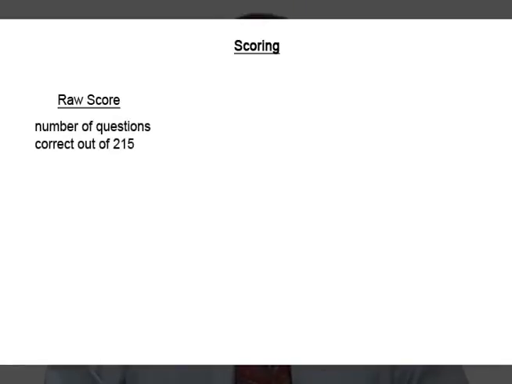Now let's talk about scoring. You'll get 2 different scores. Actually, you get 3 different scores. You'll get a raw score. Your raw score is the number of questions that you got correct out of 215. The raw score is important, and it's not important. It's important to get as many right as you can, but what they're really, when they give you their weighted score, their scaled score, that's the one that gets published.